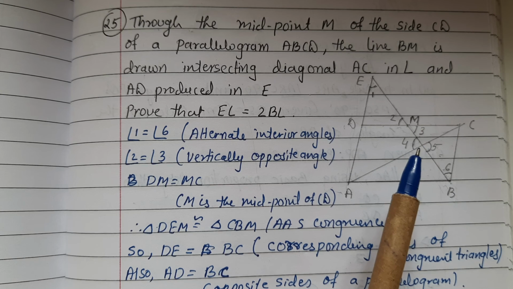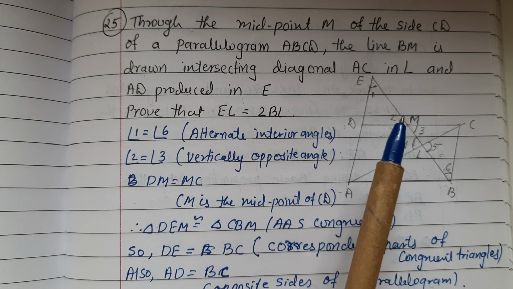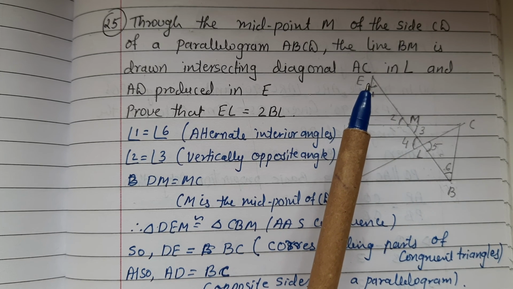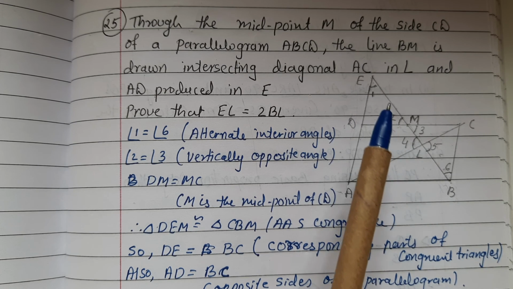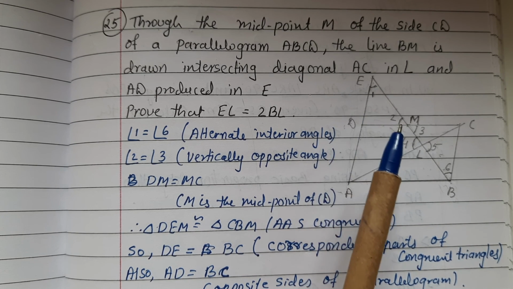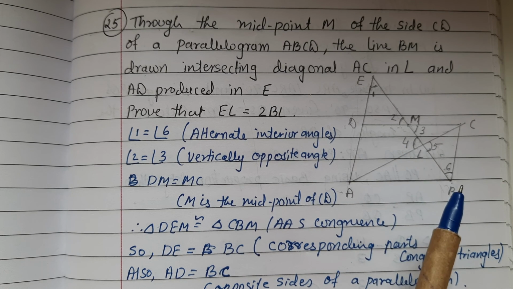AC at L and produces AD in E. AD and BM extended meet at E. Prove that EL is equal to twice BL.